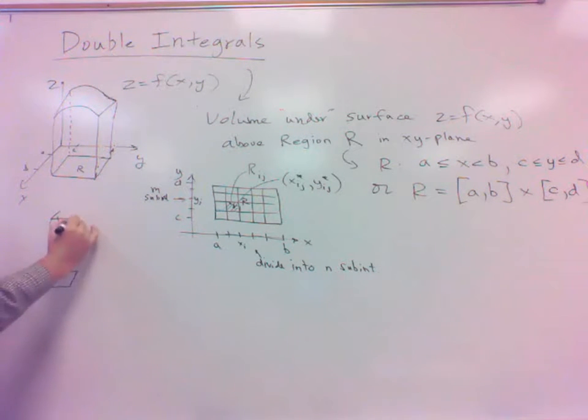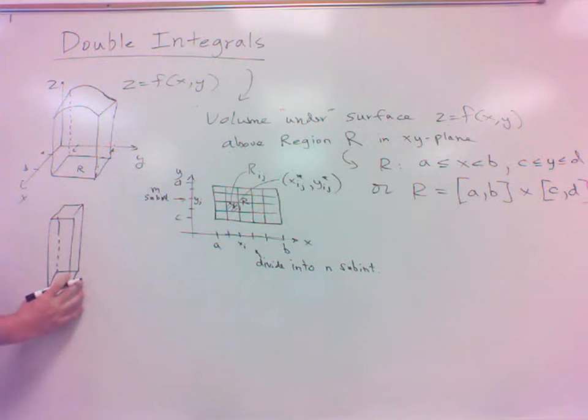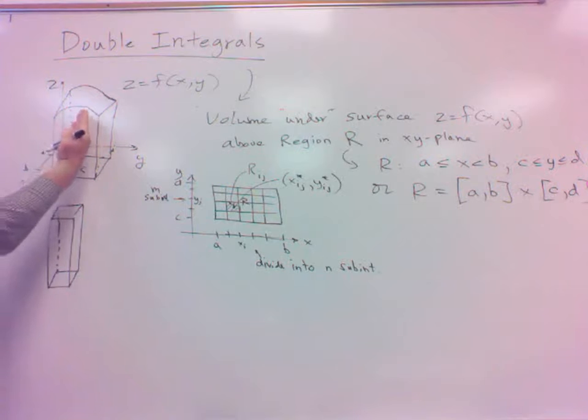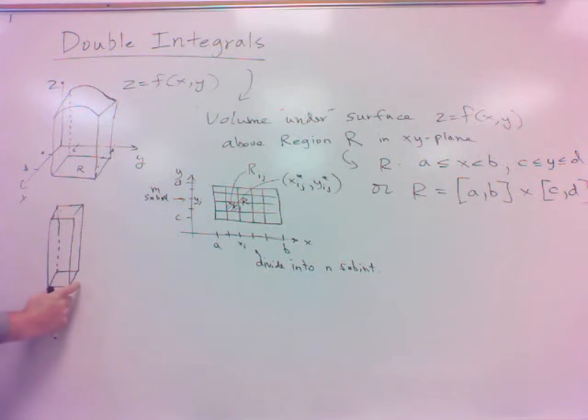So this would be this. This would be that. And so our little R_ij rectangle, we shoot that up to our surface there. I drew it probably a little too big, but that's what we've got there.